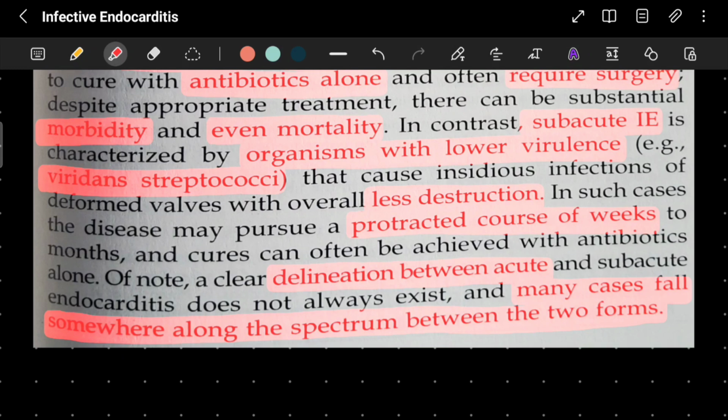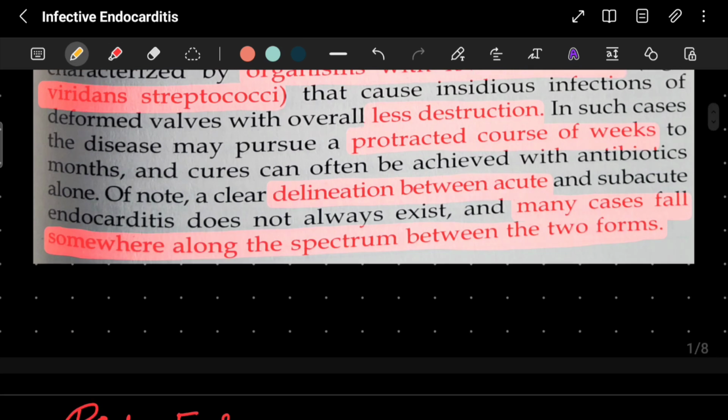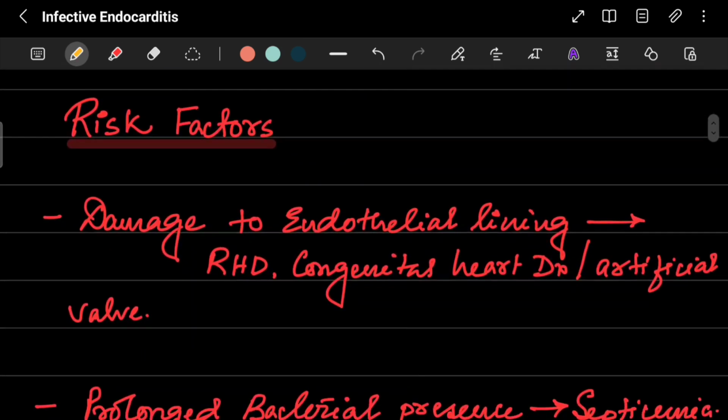So it is very difficult for us to distinguish between an acute and a subacute endocarditis, because the clinical features are almost the same. There might be very minute differences between these two. So most of the time, the clinical features fall within a spectrum between the acute and the subacute endocarditis. Now, let us just summarize what we learned.